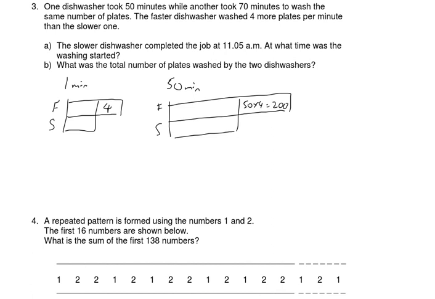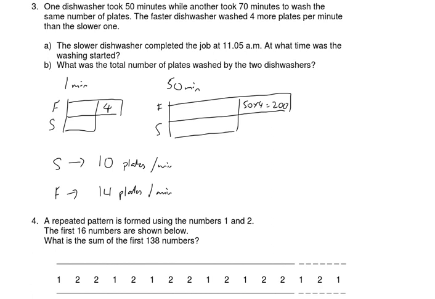So in 1 minute, how many did the slower dishwasher wash? 10, right? Correct or wrong? Do you agree? So the slower dishwasher is 10 plates per minute. Then the faster one is 14 plates per minute. Everyone has the common understanding with me that this is correct?